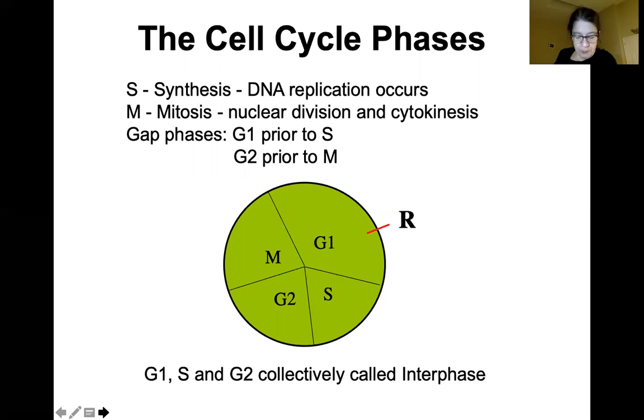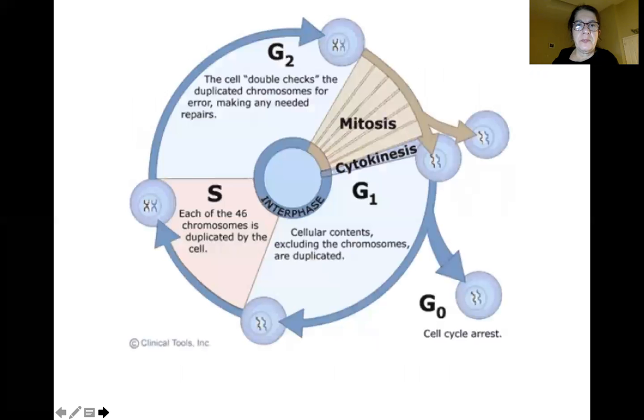Prior to S phase, we have the gap phases. G1 stands for gap 1, and G2 stands for gap 2. So G1 is prior to S phase, and G2 is prior to M. So they're the gap phases between mitosis and S phase. Because originally scientists only knew about S phase and mitosis, these phases were called gaps. So the gap between M and S is G1, and the gap between S and M is called G2. G1, S, and G2 are collectively called interphase.